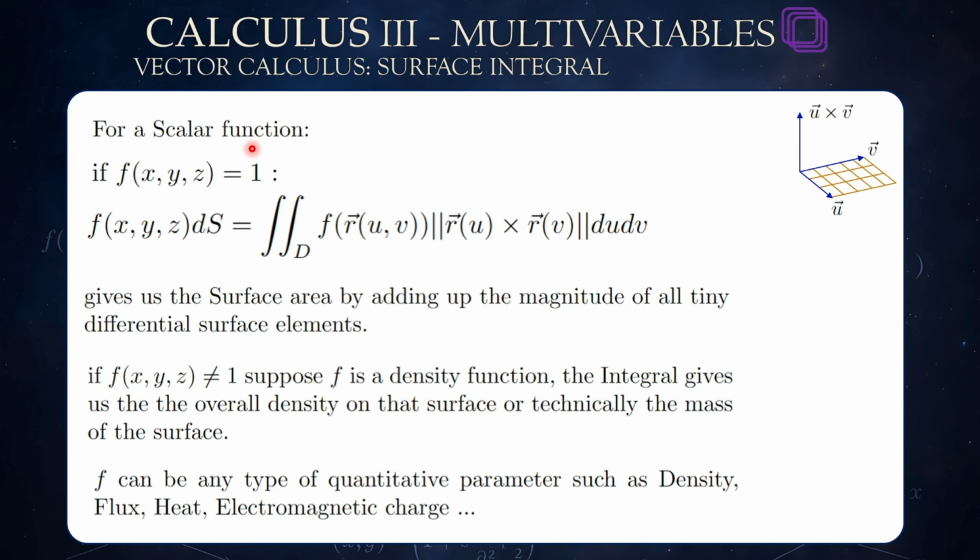So for a scalar function, if f(x,y,z) is equal to 1, then the integral of f(x,y,z) dS is equal to the double integral over D of f(R(u,v)) times Ru cross Rv du dv. It gives us the surface area by adding up the magnitude of all tiny differential surface elements throughout the surface. If f is different than 1, suppose f is a density function, the integral gives us the overall density on that surface, or technically the mass of that surface. F can be any type of quantitative parameter such as density, flux, heat, or electromagnetic charge.